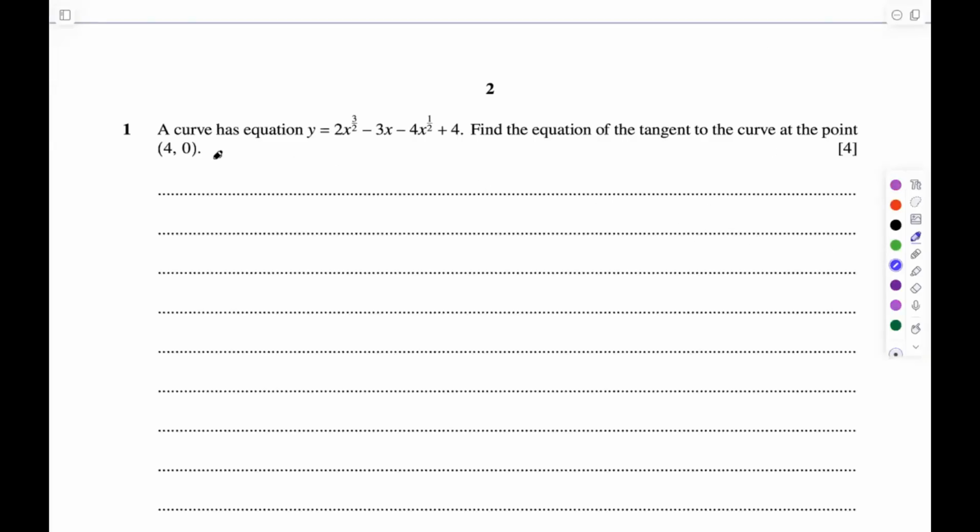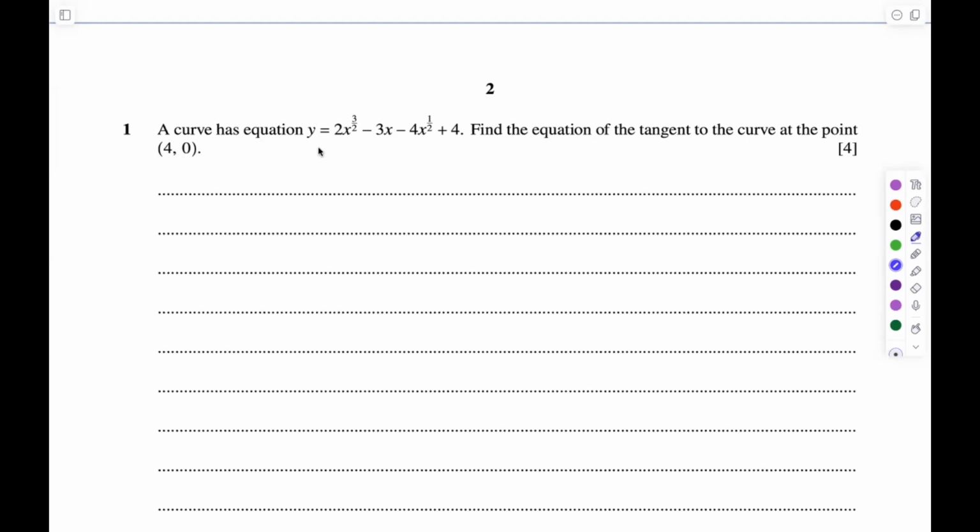In question 1, a curve has equation y equals 2x^(3/2) minus 3x minus 4x^(1/2) plus 4. We have to find the equation of the tangent to the curve at the point (4, 0). Now, to find the equation of the tangent, we'll need the gradient of the tangent and a point. We already have the point, which is (4, 0).